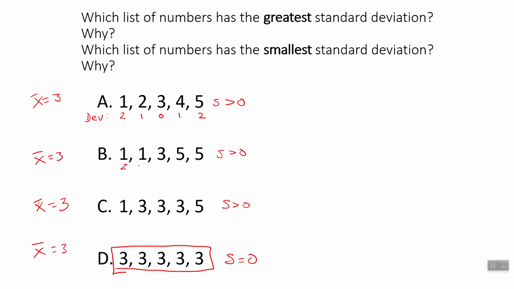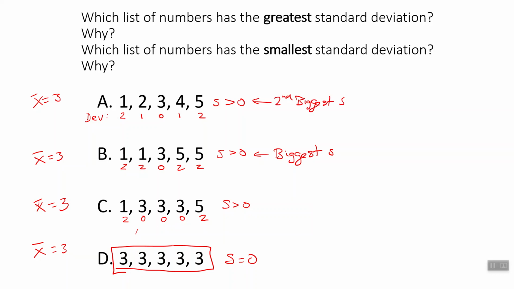This one's 2 units away, 2 units away, 0 units away, 2 units away, 2 units away. So these 2's here are going to be bigger than those 1's. And if we did the same thing down here, we'd have 2, 0, 0, 0, 2. So this one is actually the biggest. It will have the biggest standard deviation, and then this one will be the second biggest. All right, and then this one will be the third biggest because of these zeros here.